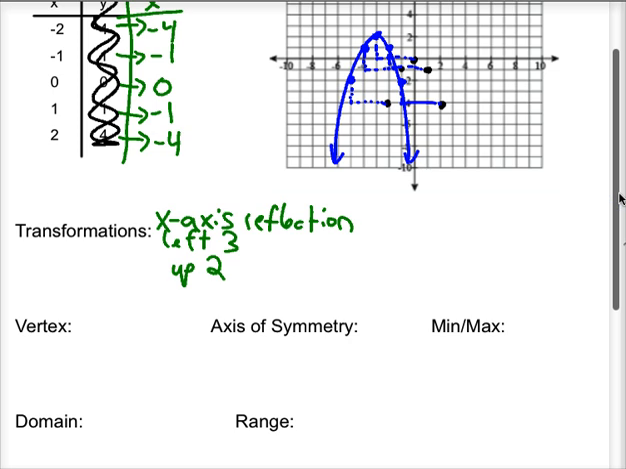I'm going to start with a vertex. So again, that vertex is going to be that top or bottom point. Here, the vertex is sitting with an x value of -3 and a y value of 2. Axis of symmetry. Remember, axis of symmetry, you always take the x value of, oh, I'm sorry, I underlined the wrong thing. You always want the x value of the vertex. Remember, it is that vertical line that splits the parabola in half, and it's always the x value of the vertex.